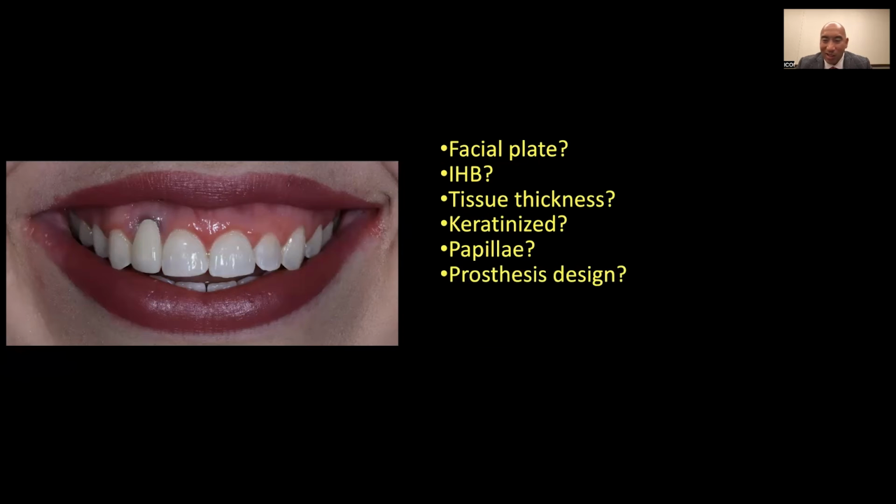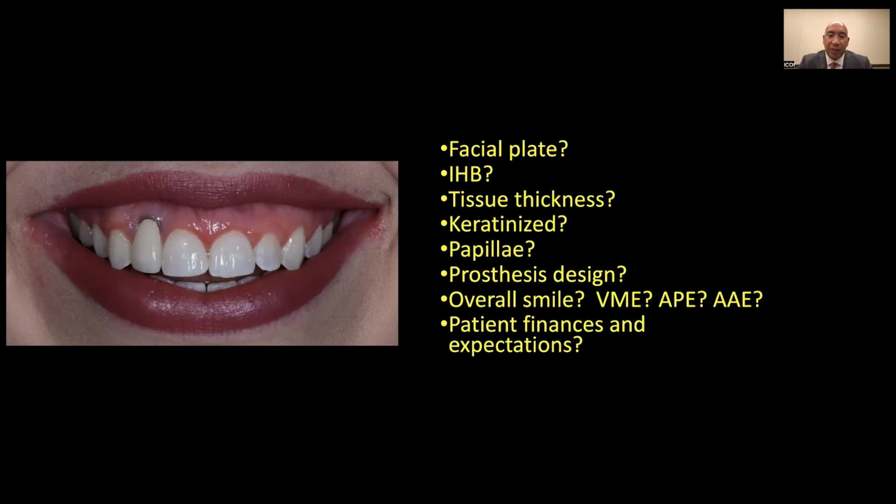How's the prosthesis design? I'm going to go out on a limb and say it's poor, right? And the overall smile, she has a gummy smile. It's a combination of altered active or passive eruption, but she definitely has vertical maxillary excess. So there's no fixing that with just periodontal gingival surgery. And then, how much is all this going to cost to fix, and what are her expectations?